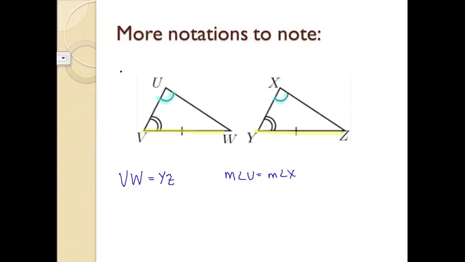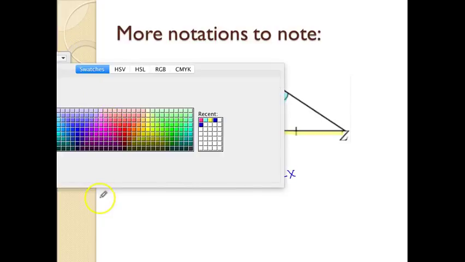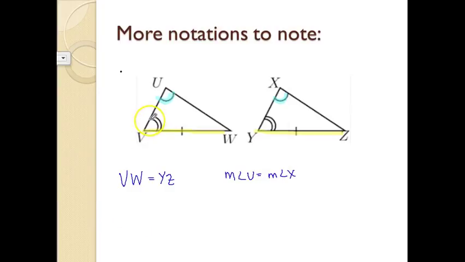And then looking at, let's do a different color again. Angle V has 2 arcs and angle Y has 2 arcs. So we know then that these two angles are congruent. We could say that the measurement of angle V is equal to the measurement of angle Y.